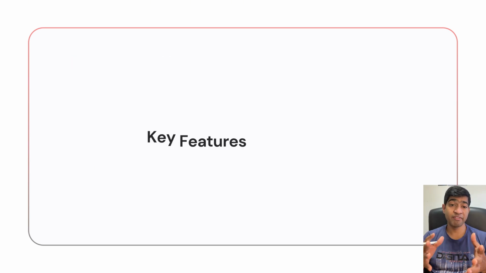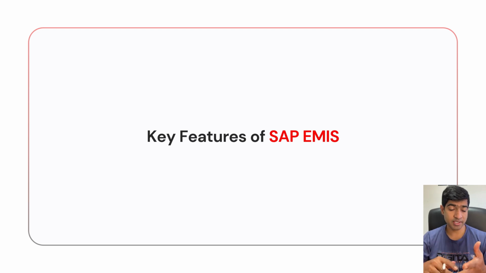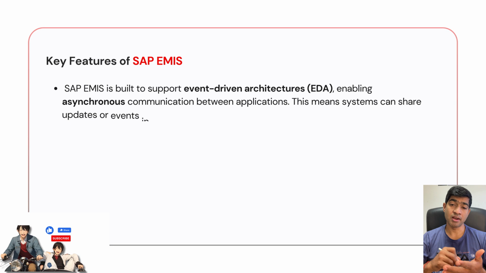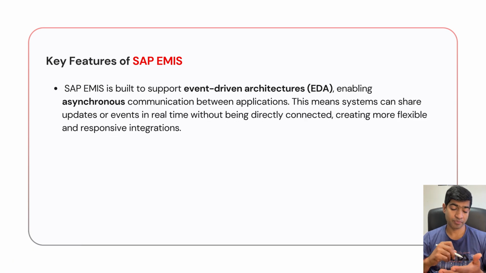Now let's explore the key features of SAP EMIS. What makes it a vital component for modern integration scenarios? First, EMIS is built to support event-driven architectures, in short called EDA, enabling asynchronous communication between applications. When you say asynchronous communication, it means systems can share updates or events in real time without being directly connected, creating more flexible and responsive integrations. So when you build integrations, you always have to build asynchronous communications which are reliable and scalable.